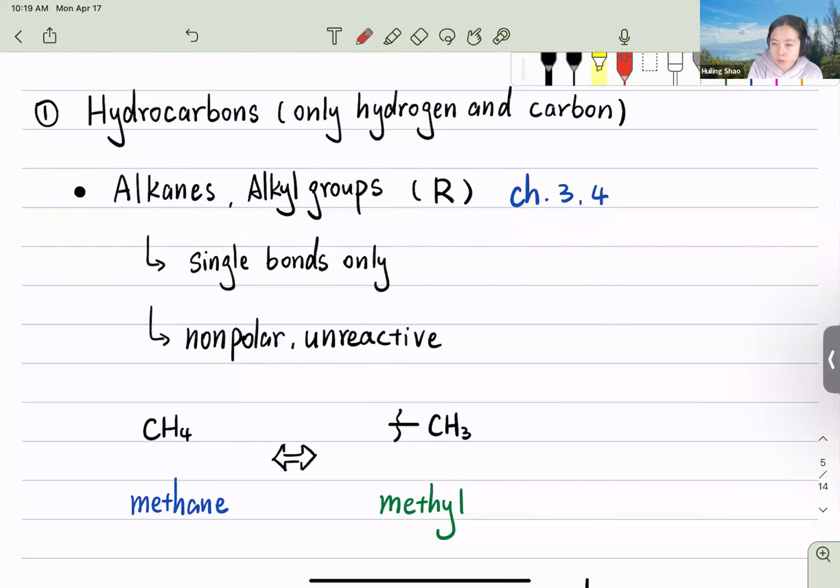So what I expect you to know is, first of all, when we're saying alkyl group, like methyl group, ethyl group, you should know what I'm talking about. Also in organic chemistry, we abbreviate alkyl groups as R, just saying they're hydrocarbons, single bonds, not very reactive. All right, so that's the alkane and alkyl group.